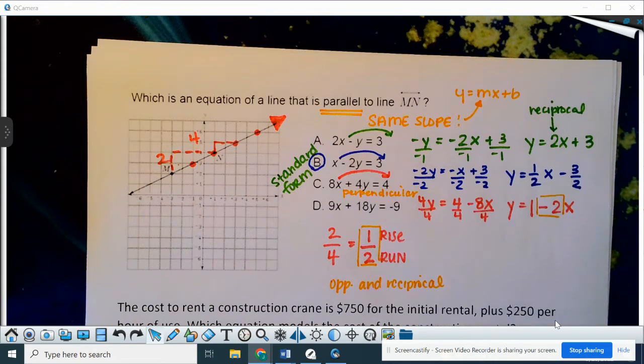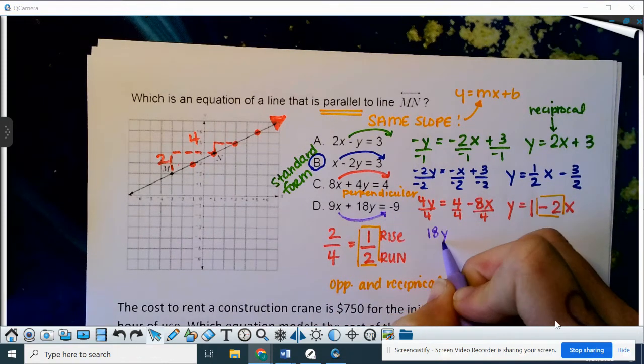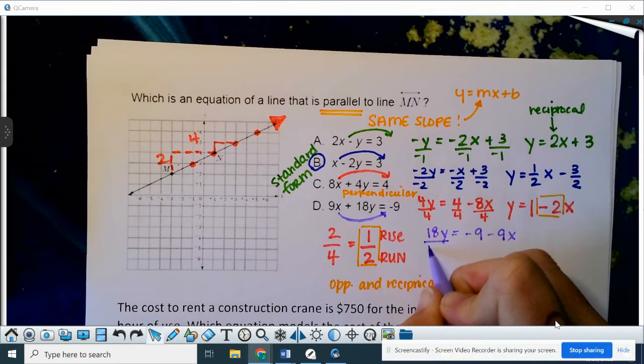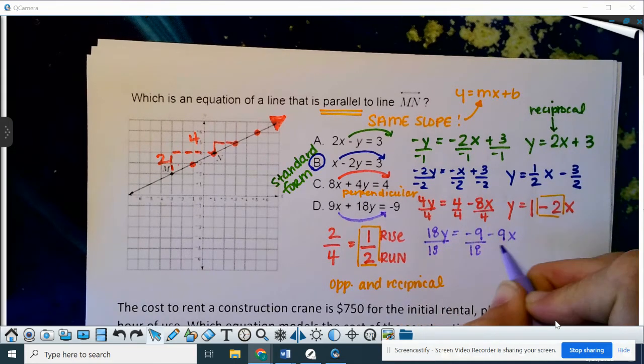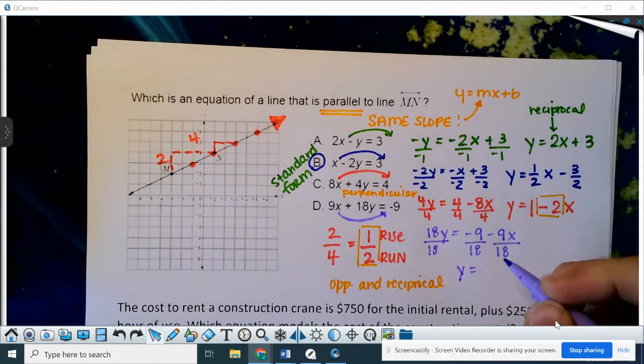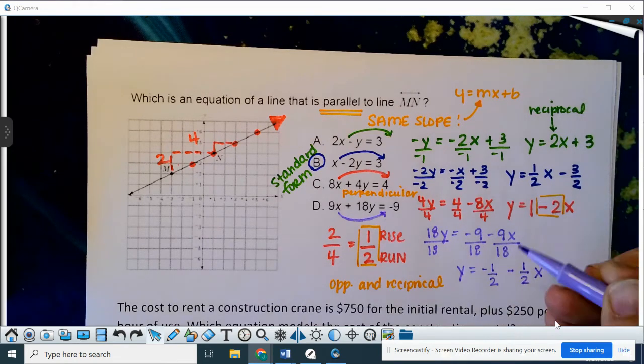And then last but not least, just to check it, we're going to move our 9x. To move that, it's going to become a negative. So 18y equals a negative 9 minus 9x. Divide by 18. And that's going to give me y equals a negative 9 does go into 18. So it's going to be negative 1 over 2, negative 1/2. And then again, a negative 1/2 x. It's still 9 over 18.